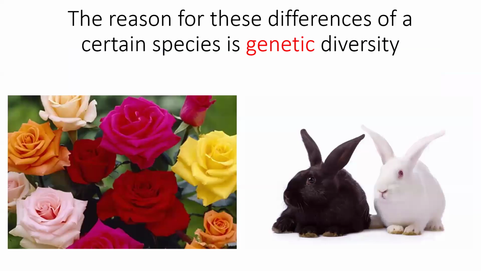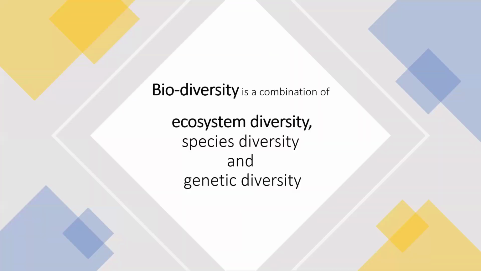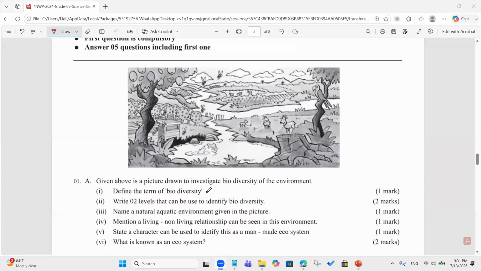So when you consider these three types of diversities, ecosystem, species, and genetic, the combination of these three diversities is called biodiversity. You can remember this, right? That's the first one, and you can take 1 mark. Please put the marks. Take a red pen and correct your answers and then put the marks.